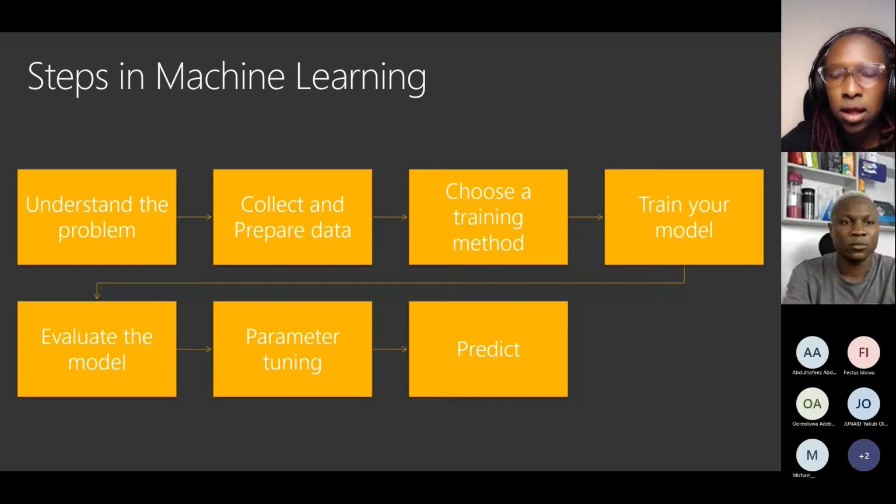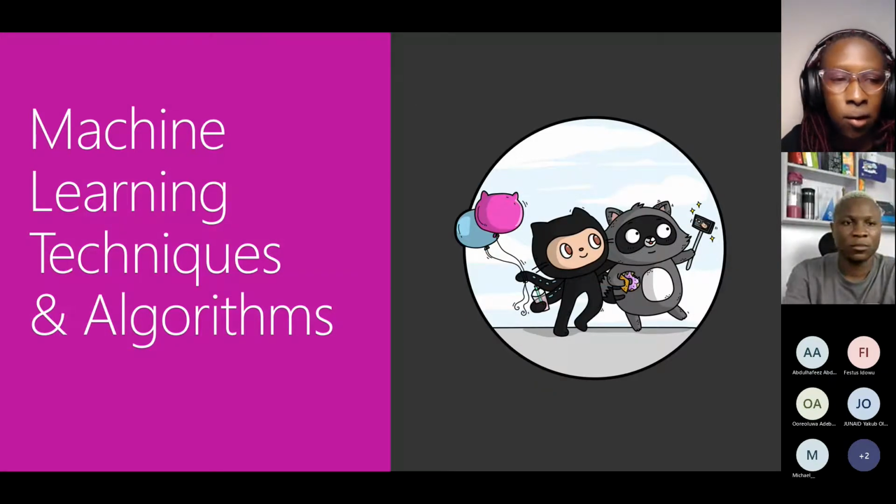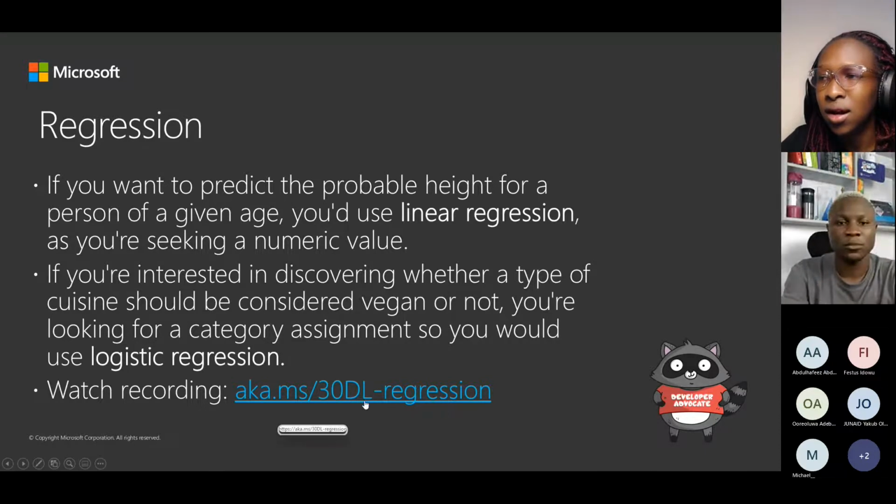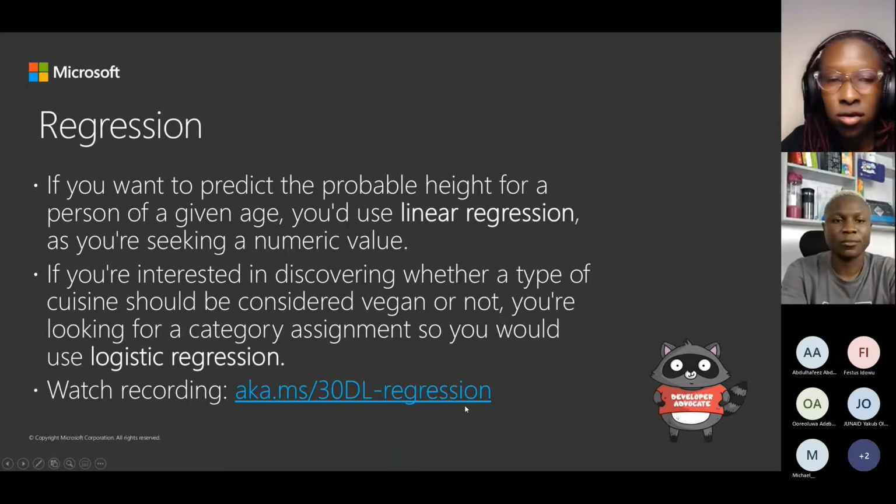So the next thing is the machine learning and data science process. So the next thing is diving into the different techniques and algorithms you went into. So the first one is regression. We had the session on regression by Bunmi, and you can watch the session at aka.ms/30dl-regression. So that's the link to the session.